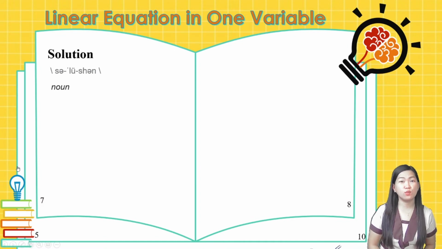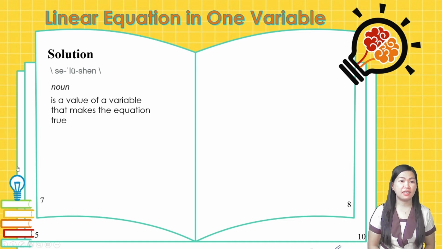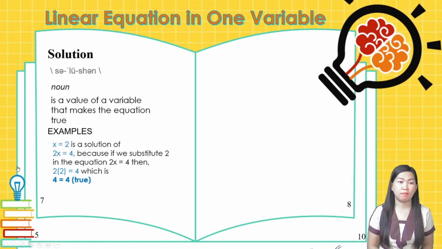The next term is solution. So what is a solution? This is a noun and is a value of a variable that makes the equation true. So let us see the examples we have. So x is equal to 2 is a solution of 2x is equal to 4. So why? Because if we substitute 2 in the equation 2x is equal to 4, then we have 2 times the value of x, which is 2, is equal to 4. We have 4 is equal to 4, and the equation became true.